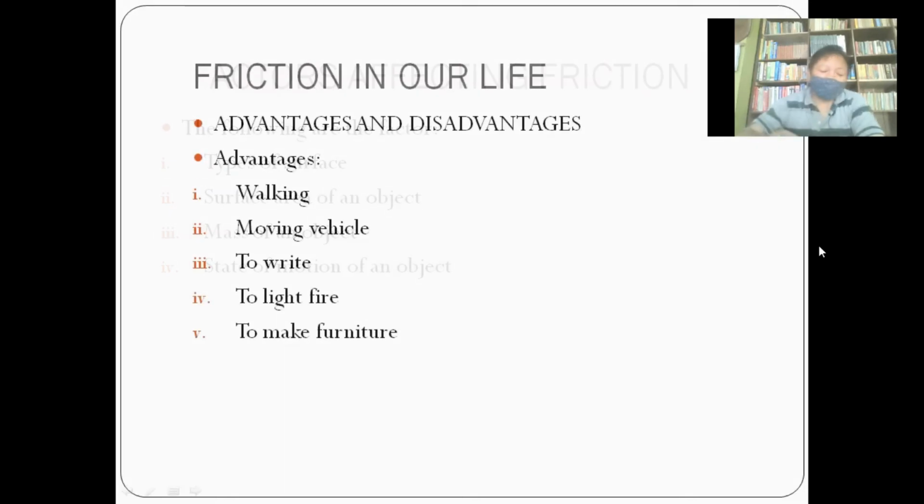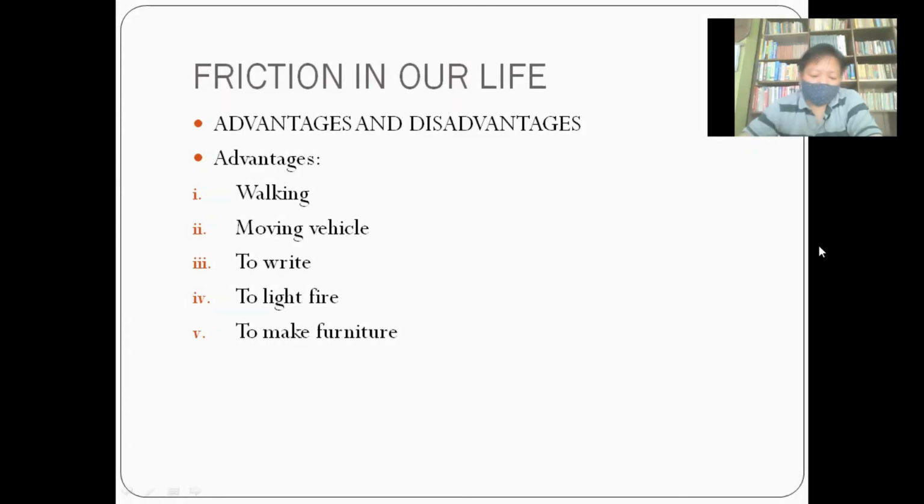So next, let's talk about friction in our life. Friction has certain advantages and disadvantages. It is said that friction is a necessary evil in our life. So let's see some advantages first. Number one, walking. Walking is a basic necessity in our life. Our feet or shoes get interlocked with the ground and generate friction. This prevents us from slipping.